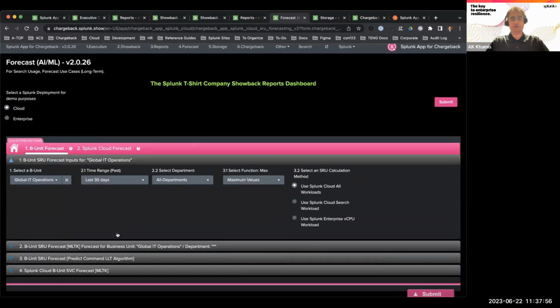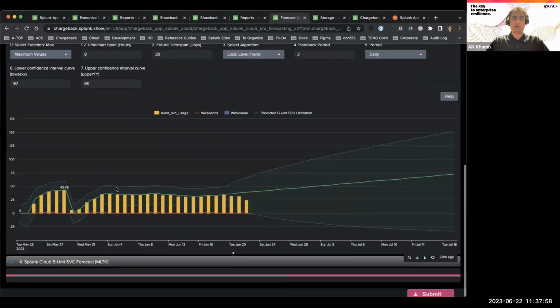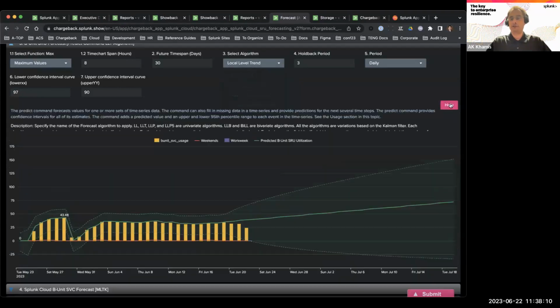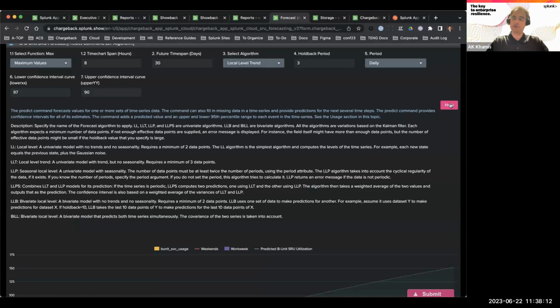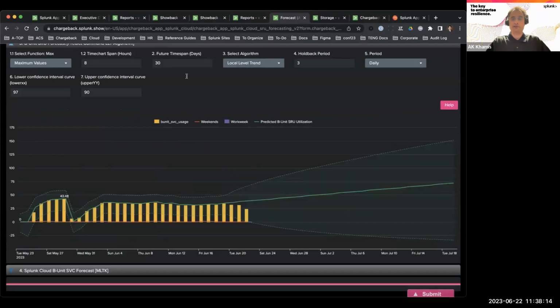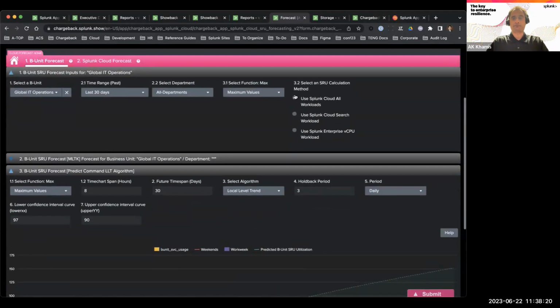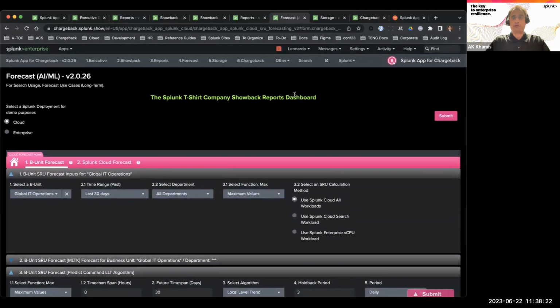If you don't use the machine learning app, we also have a similar view using the predict command, which ships in every version of Splunk. Okay, and you can change the algorithm. There are four different algorithms in here that you can try. It also has its own help because it's a little different than machine learning. It doesn't require machine learning, but it has slightly different features associated with it. Okay, so that's all I want to talk about on the forecast.